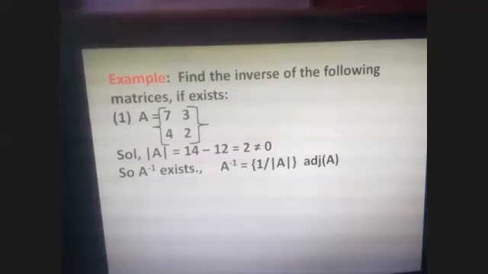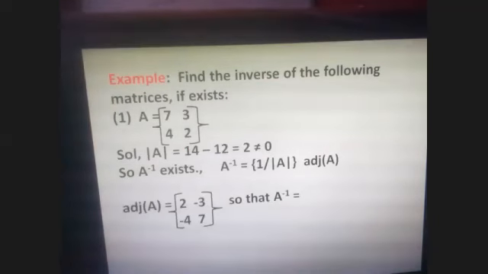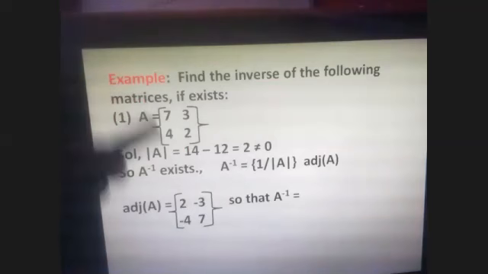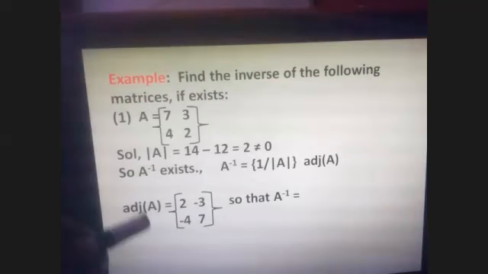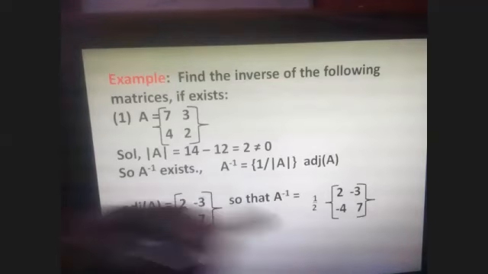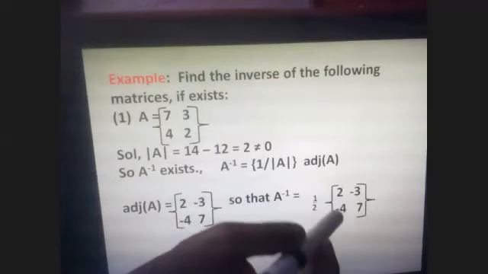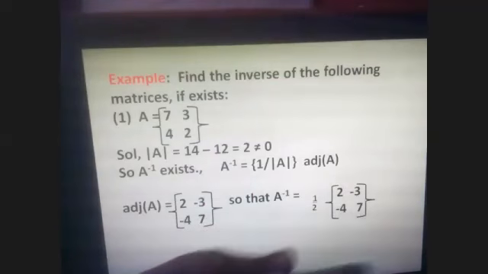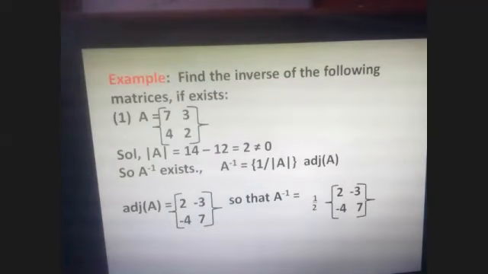1 by determinant A into adjoint of A, and that adjoint of A we got by interchanging the diagonal elements, other elements change the sign. So A inverse is 1 by 2 into 2 minus 3 minus 4. We can keep that 1 by 2 outside, no problem. Or if you take half inside, it will be 1 minus 3 by 2 minus 2 and 7 by 2. You can keep this way or taking half inside. Okay.